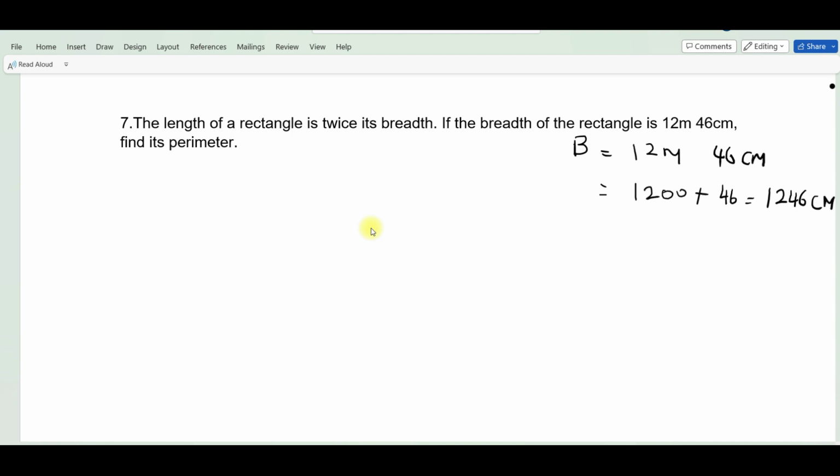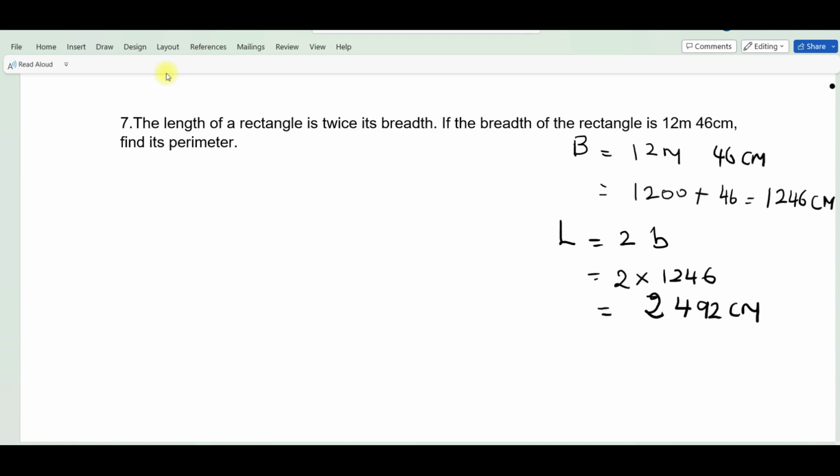Now they have given you a hint of what the length is. That is, the length of the rectangle is twice its breadth. Now we know the breadth, so we can calculate the length. The length would be 2 times the breadth. So 2 into 1246, that is the breadth, which will give us 2492 centimeters. So 2 times 1246 is 2492 centimeters. So this becomes the length.